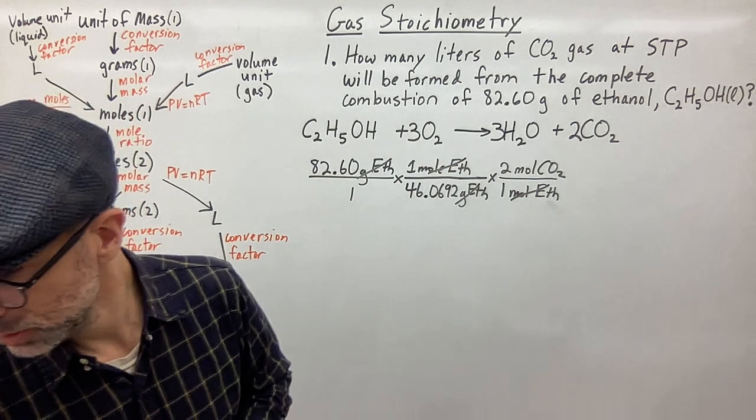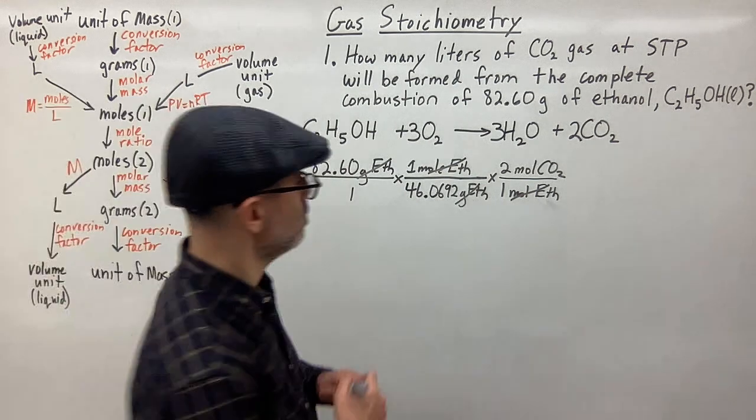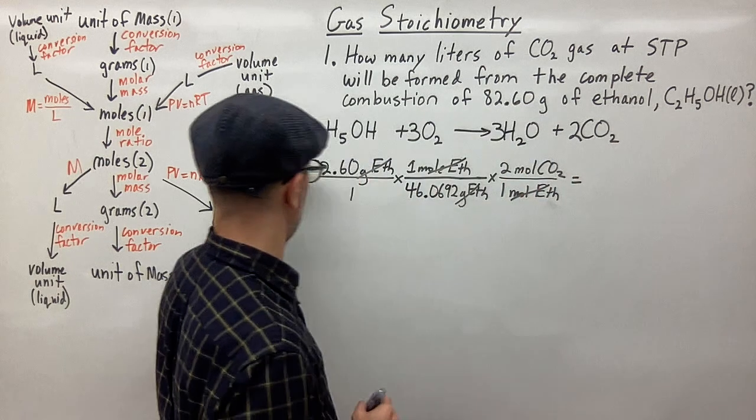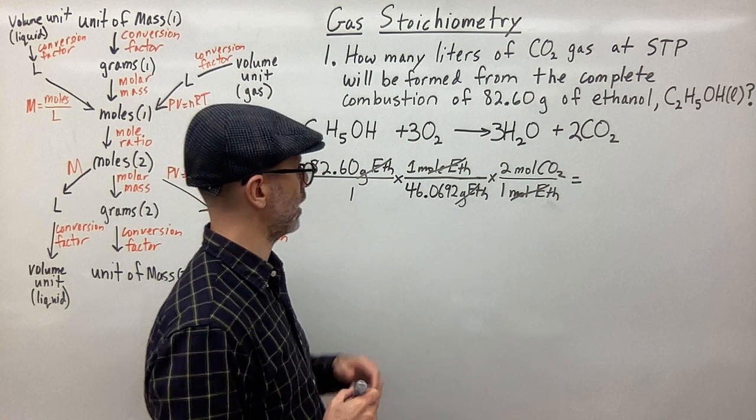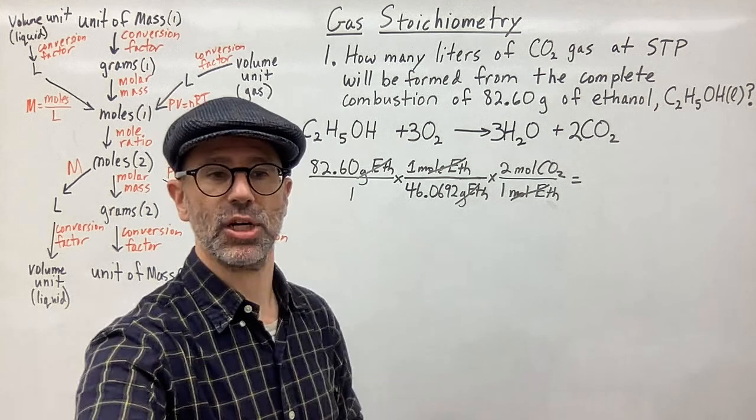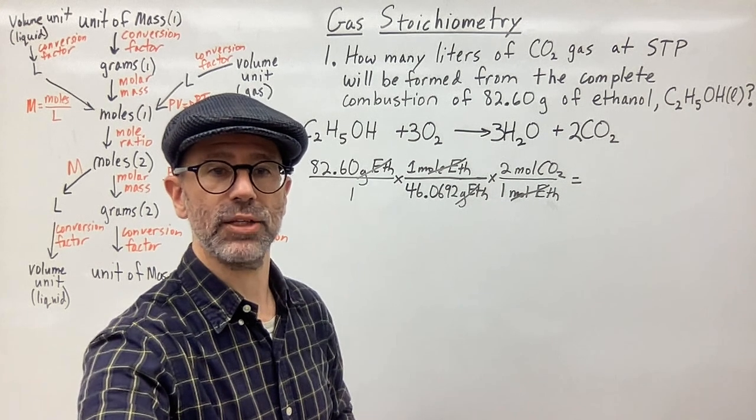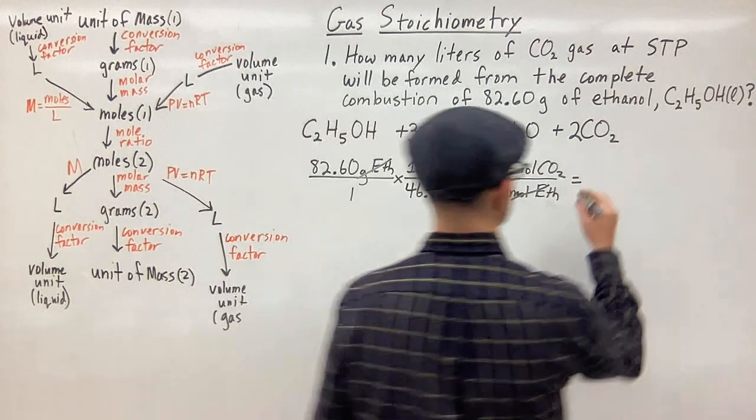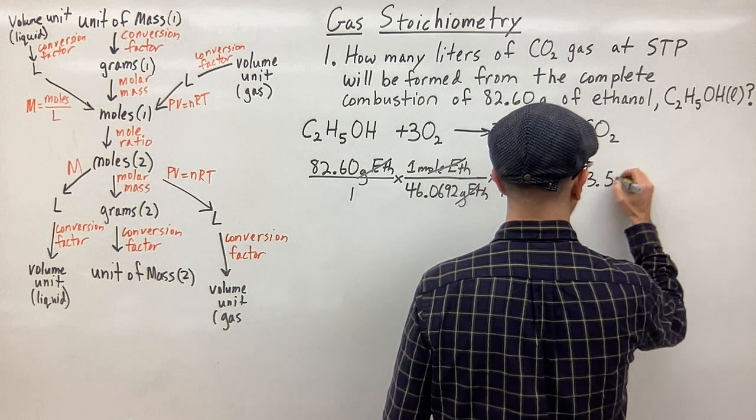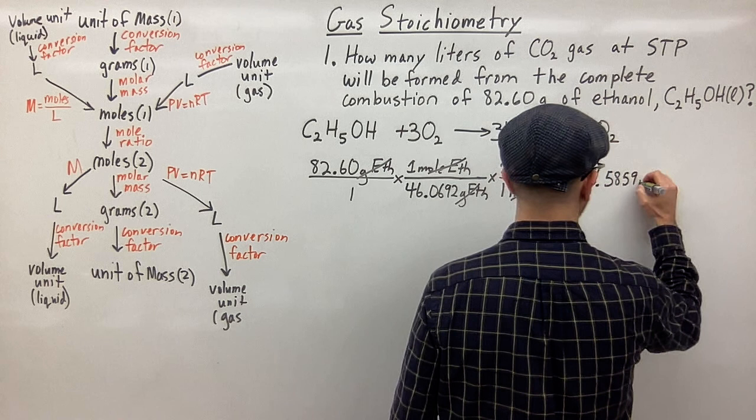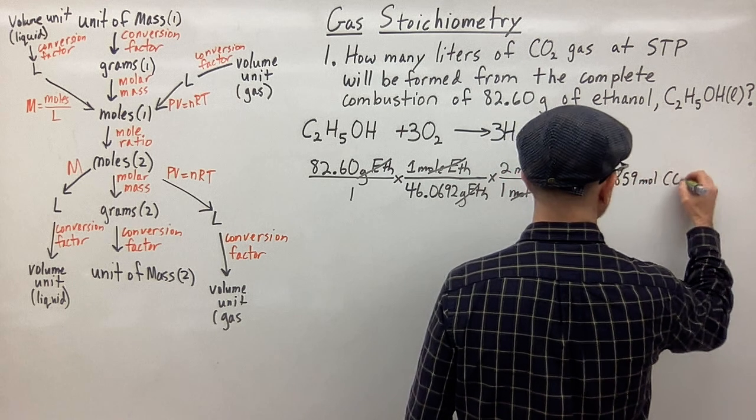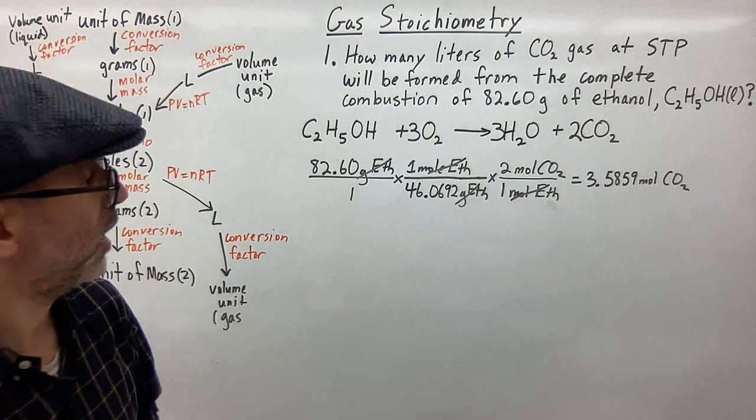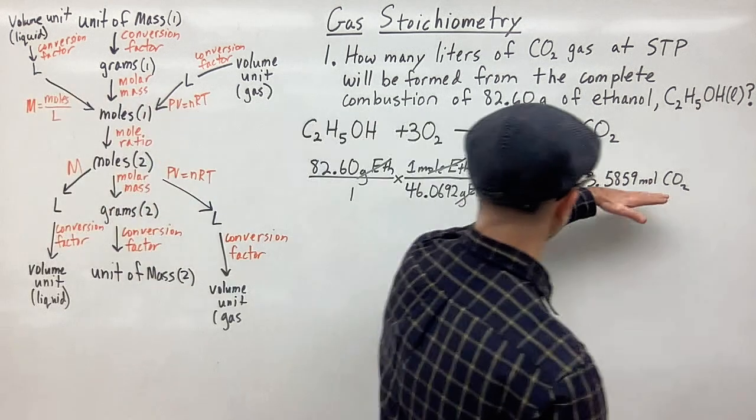All right, so when I calculate this out, I'm going to multiply everything on top, divide by everything on the bottom, and I get my answer of moles. And when I do that, I get 3.5859 moles of CO2. All right, let me double check that. 3.5859. Yeah. So here's the moles of my gas.